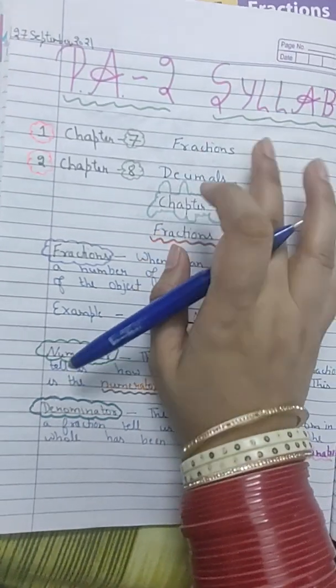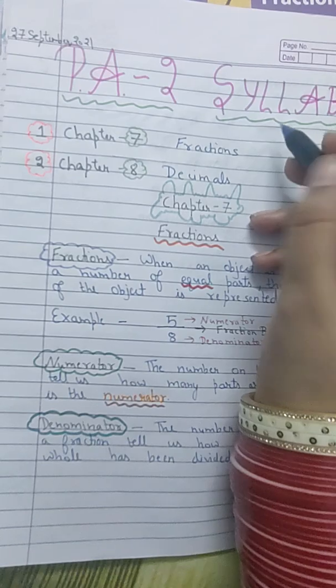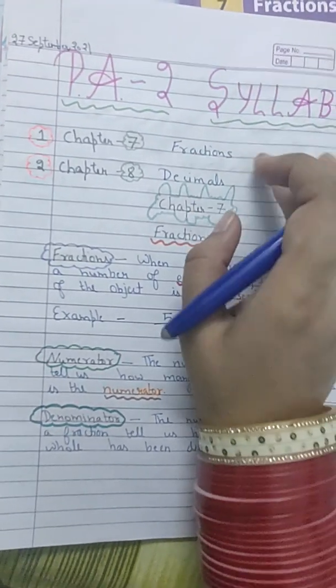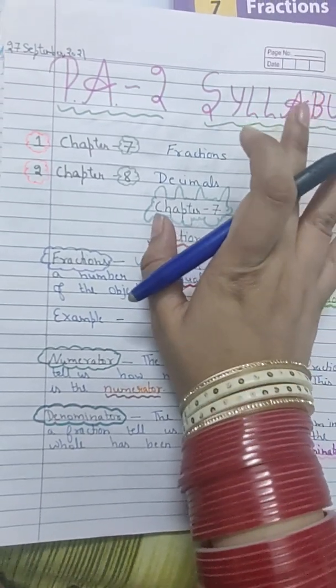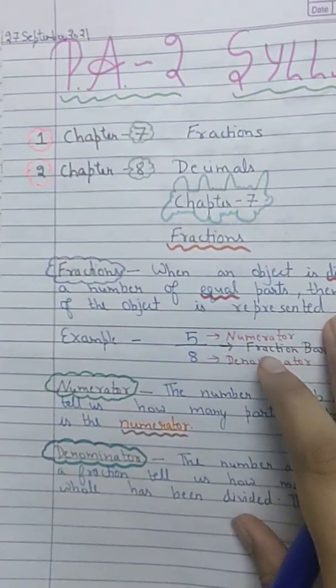So which are the chapters that will be coming in your syllabus in PA2? That is fractions and decimals. Today we are going to start with our chapter, fraction. Chapter 7, Fraction, that is given in your part B book.